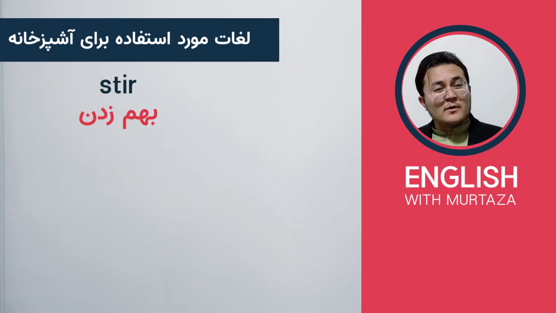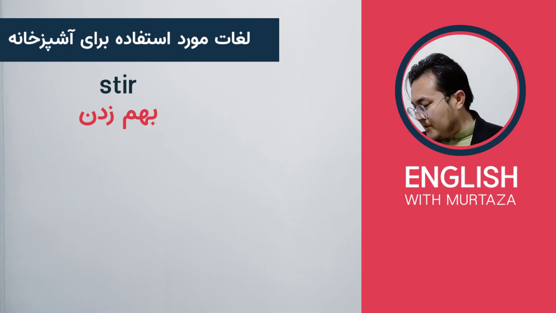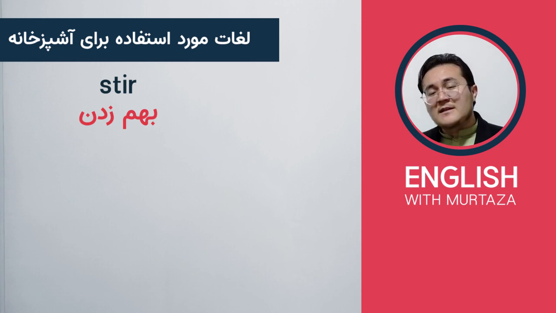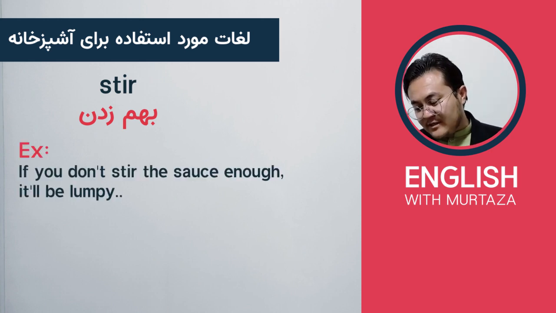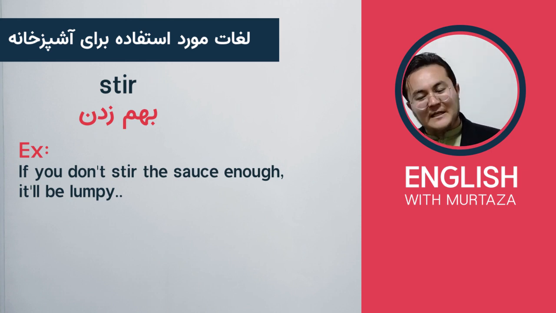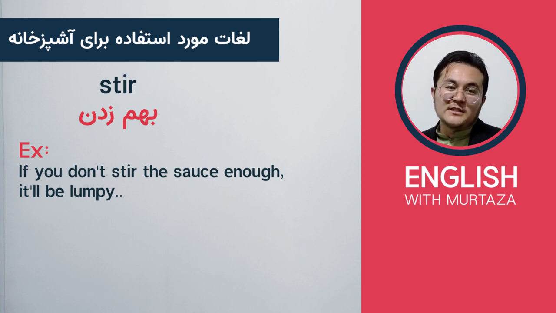Stir is another word. stir یک کلمه دیگه است. فعله. به چی معنی؟ To move a spoon or other implement around to make something. به هم زدن. شور دادن. How to use it in a sentence? If you don't stir the sauce enough, it will be lumpy. اگر شما سس را به اندازه کافی تکان ندین، به هم نزنین یا شور ندین، او قلمبه میشه.